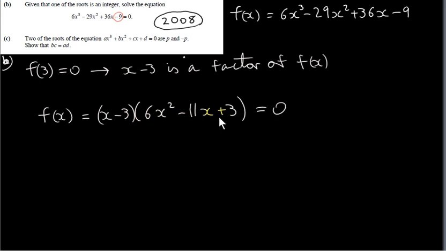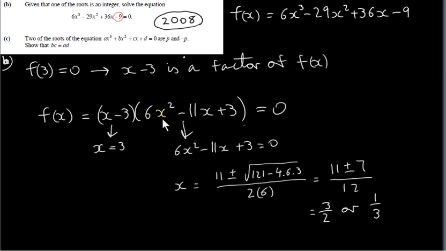So now we can write our cubic equation like this. The next step would normally be to factorize this quadratic factor, assuming that it has factors. Putting this quadratic factor equal to 0 and solving, we end up getting x equals 3 over 2 or x equals 1/3. So the three solutions of the cubic equation are x equals 3, x equals 3 over 2, and x equals 1 over 3.